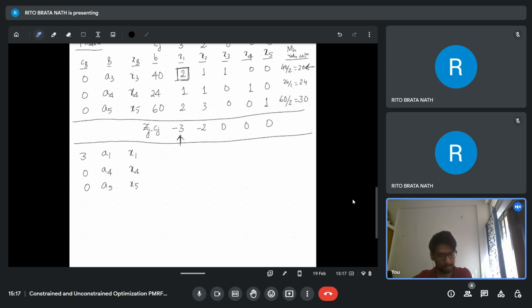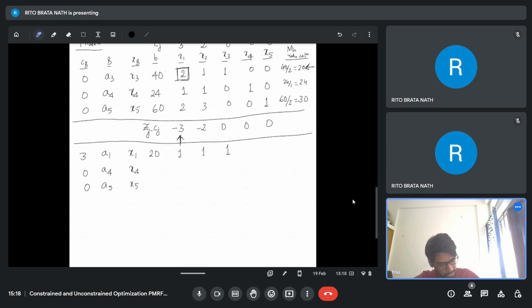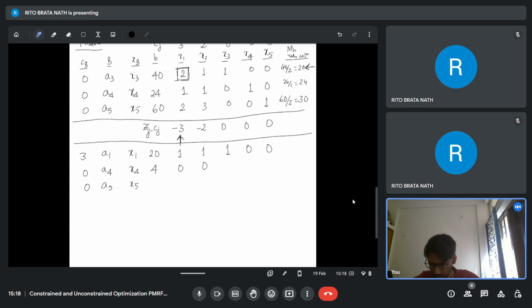Now I have to adjust the pivot element and also the corresponding column, right? The first row you can divide everything by 2, so that will give you 2, 1, 1, 0, 0. The next one, you can subtract the second row from the transformed first row. So that will be 24 minus 20, that's 4. This is 0. This is 1 minus 1, 0. 0 minus 1, minus 1.